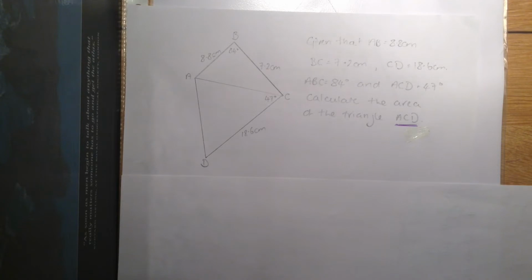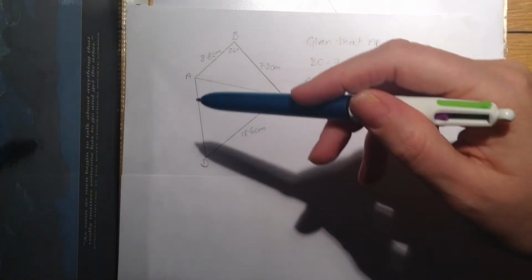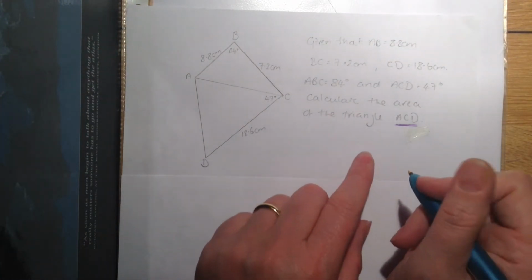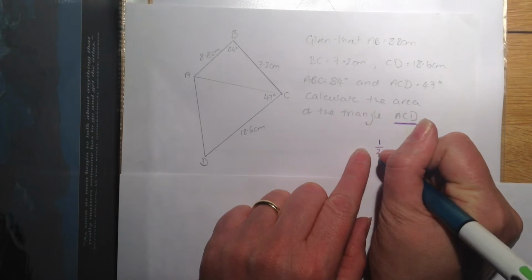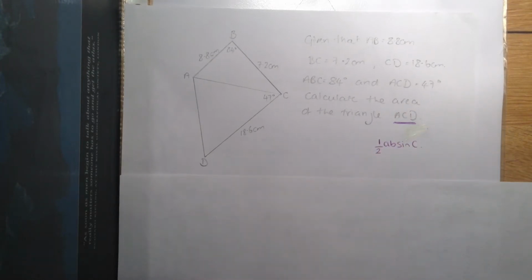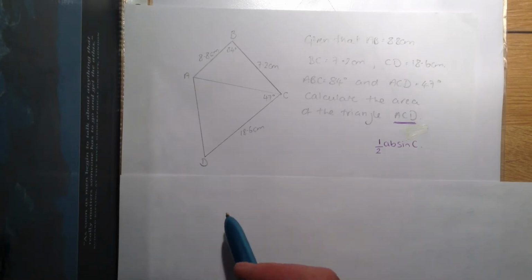Right, looking at this question then, I'm going to have to find the area of triangle ACD. So that tells me that I'm going to have to use half ab sine C. Okay, it's not going to be half base times height because you haven't got a height. Right, so let's have a little look then.